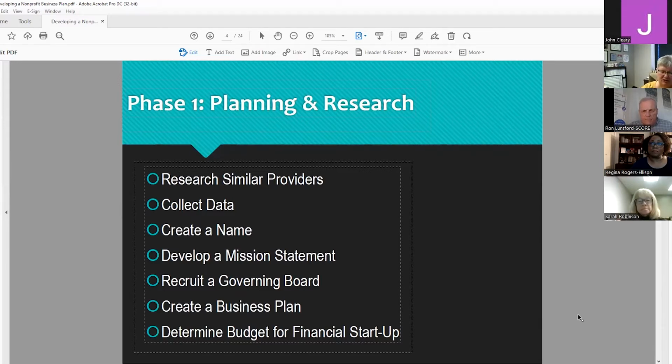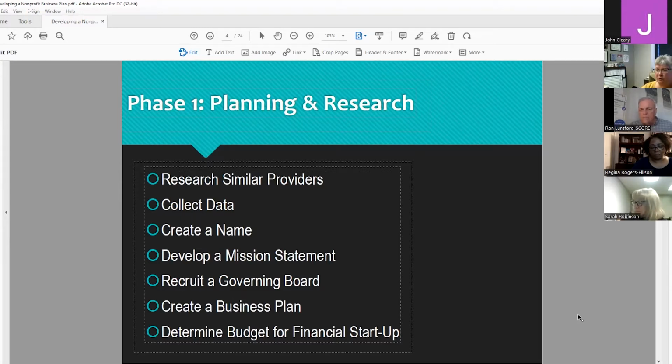You have to develop a mission statement for your organization. It should be short, no more than a sentence. It talks about who, what, when, where your organization is doing what it's doing.